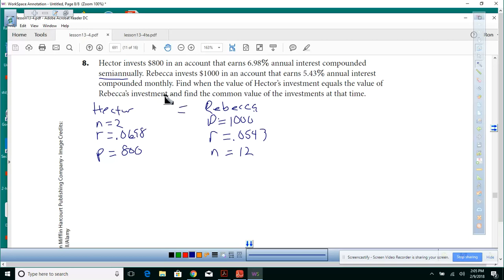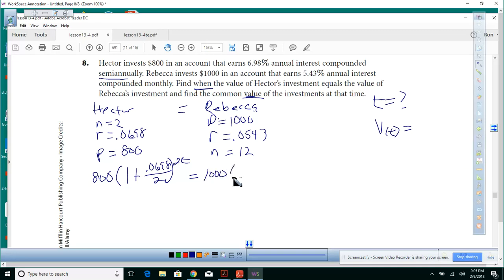Find the common value. So we need to find t, when it equals the value of Rebecca's, and find the common value. All right. Let's do this. We've got 800 times 1 plus 0.0698 over 2, to the 2t. And here we've got 1,000 times 1 plus 0.0543 over 12, to the 12t.